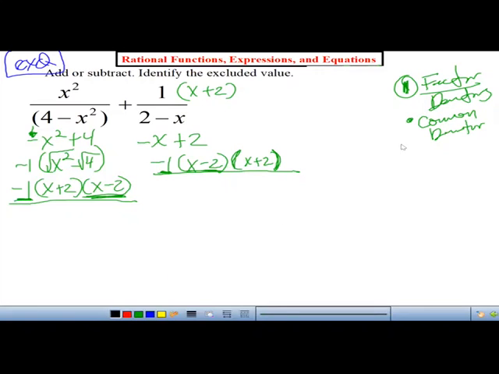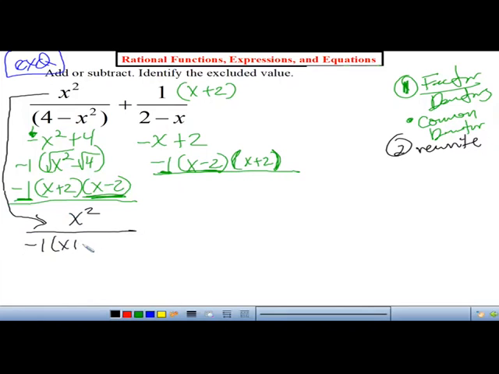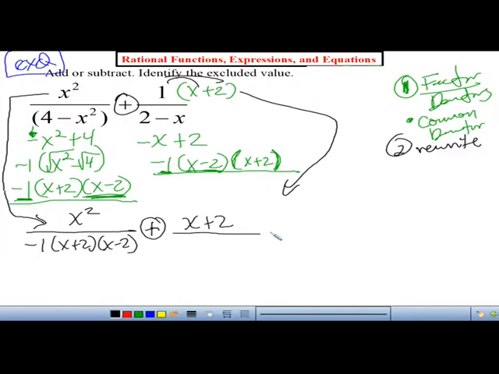Let's go to step 2, which is rewrite the fractions. We bring down the first numerator, which is x squared, and my denominator is -1, x plus 2, x minus 2. This is an addition, so I put the plus. I bring down my other numerator, distribute this in here, so that is 1 times x plus 2. And my common denominator, I don't even need to look here, I just copy it here because we already found it: -1, x plus 2, x minus 2. All right, we're done rewriting.